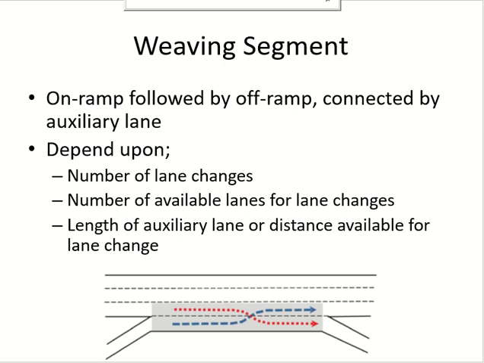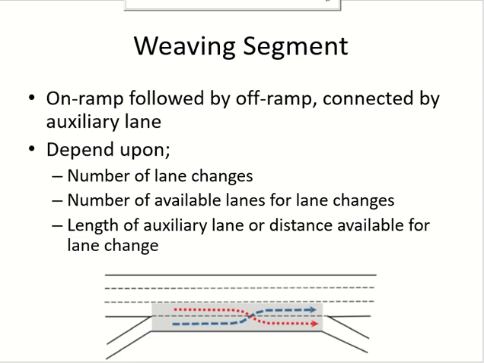We are doing uninterrupted flow facilities and we are focusing on different segments of freeways. We know the basic freeway segment, which is outside the influence of the ramp. The one in the influence of the ramp can be a merge segment or a diverge segment, and both of them have the same procedure for analysis, which we already covered. Now what we are doing is the weaving segment.